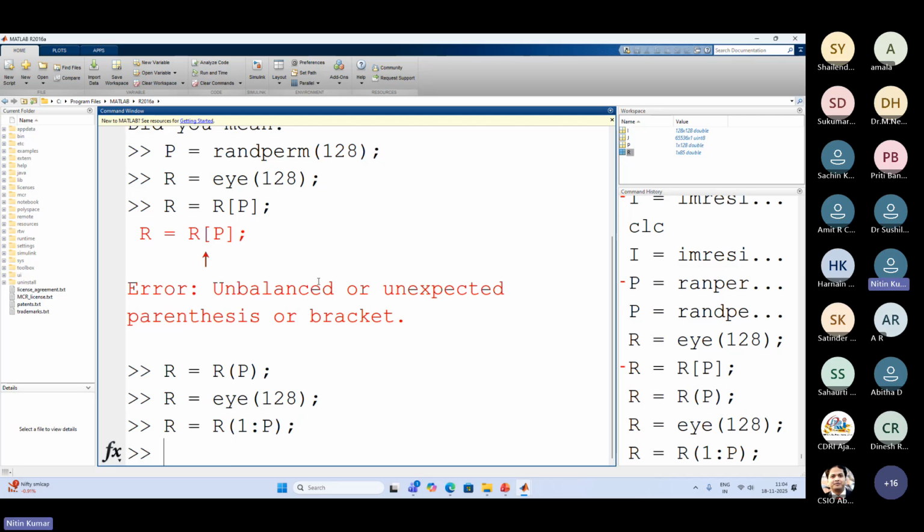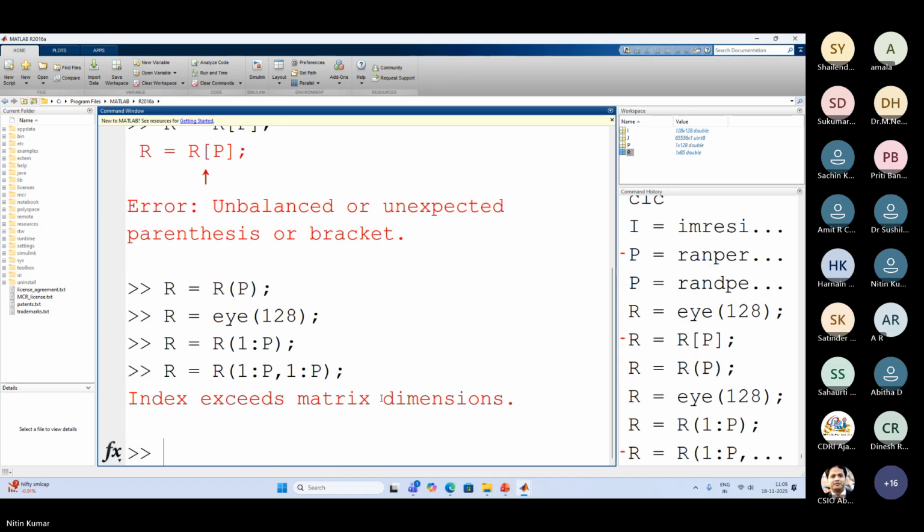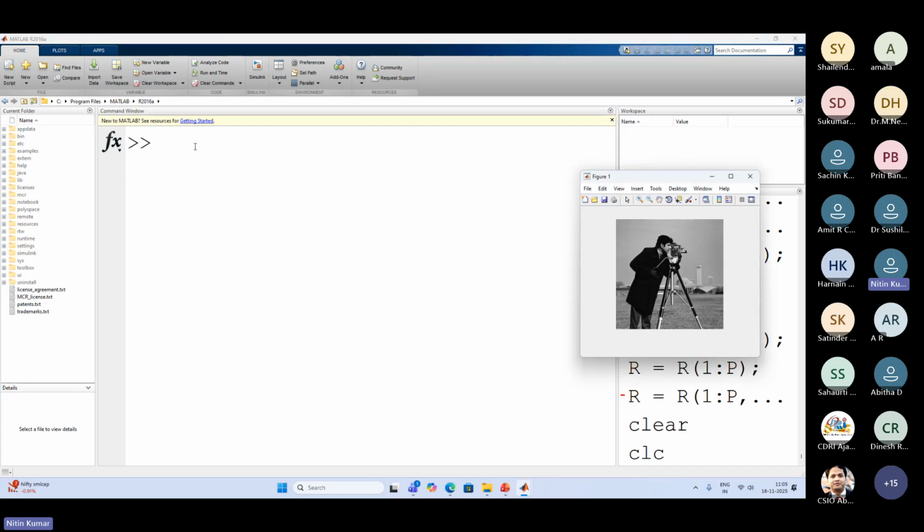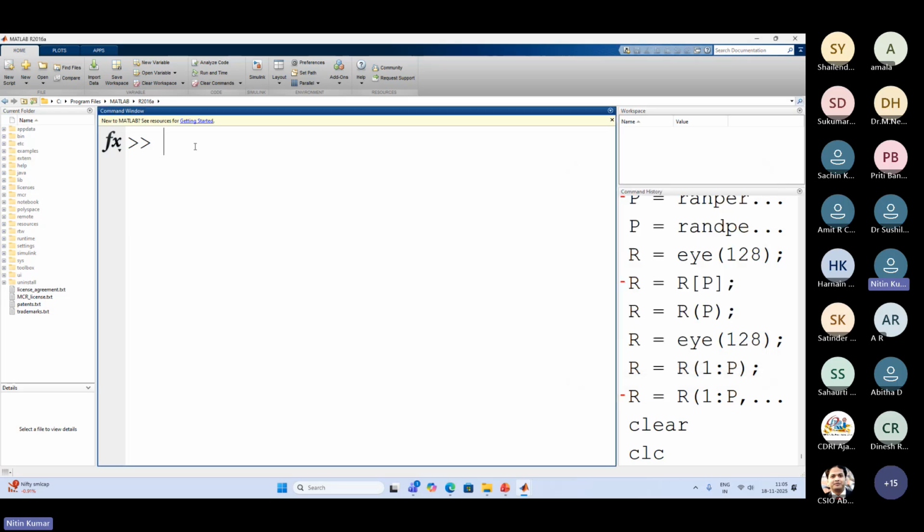Is of size 128. This R is... I just see this one, R1 P comma 1 comma P is 128. There are some issues here that I'm not able to do this, but given this image, what we can do is we can convert this into a 1D image.